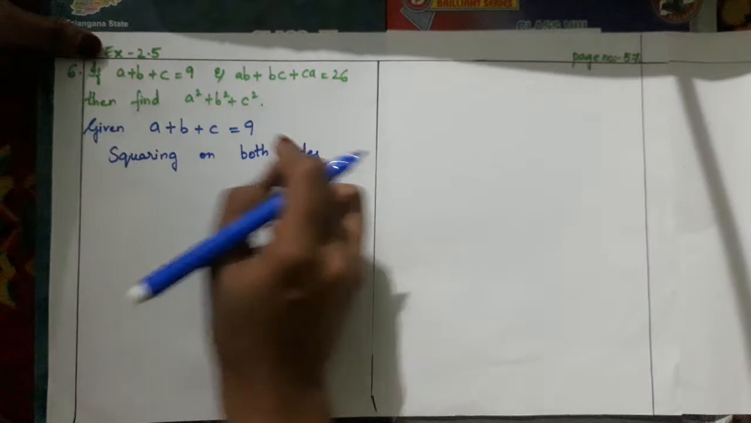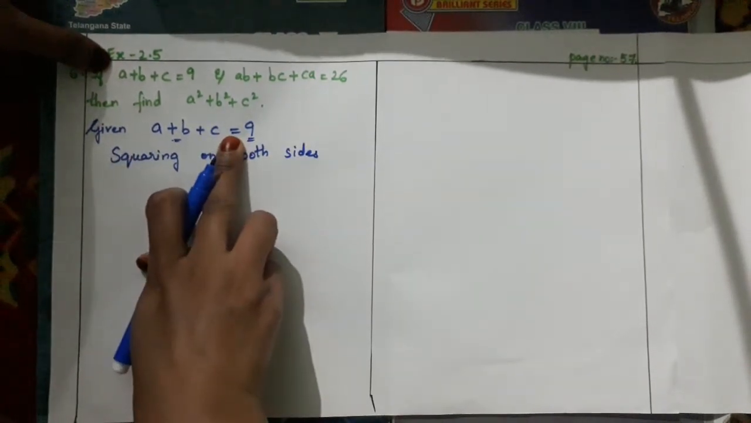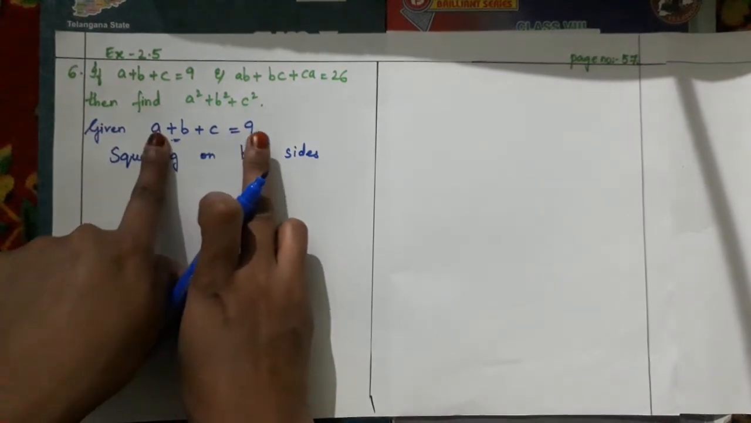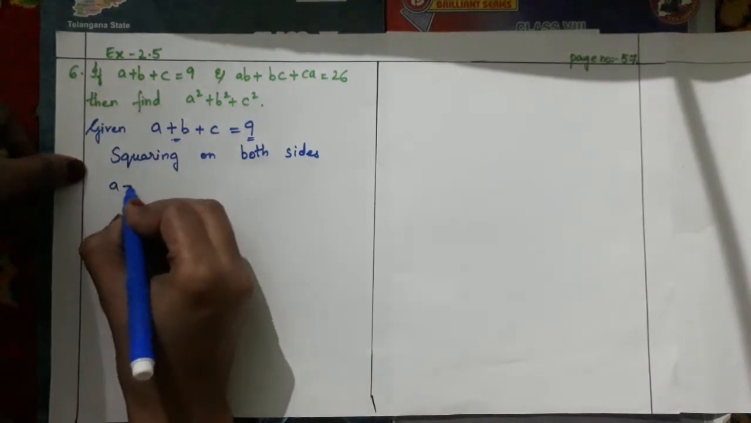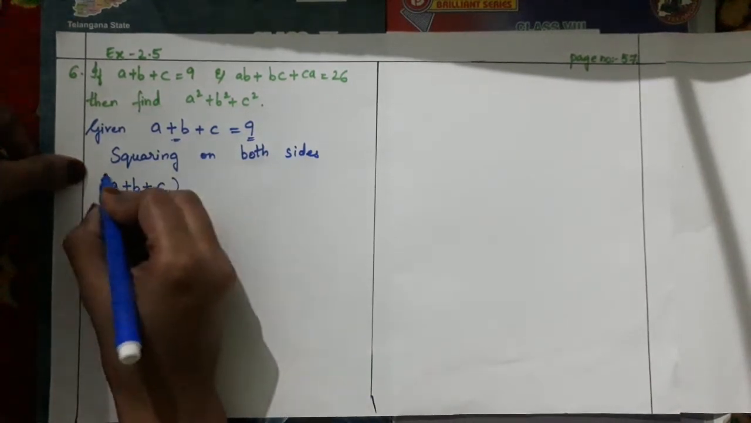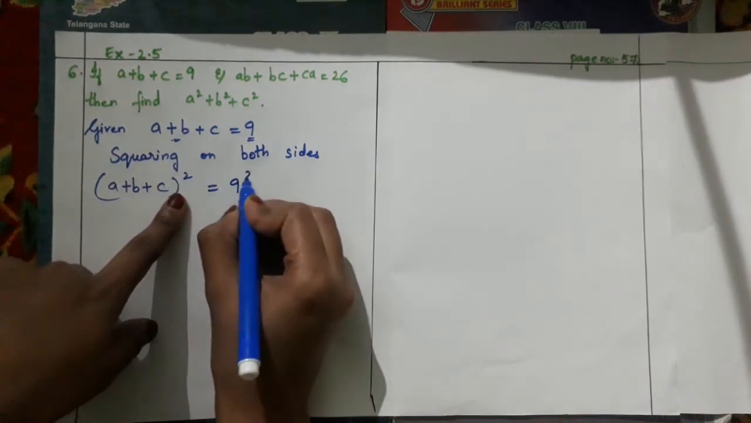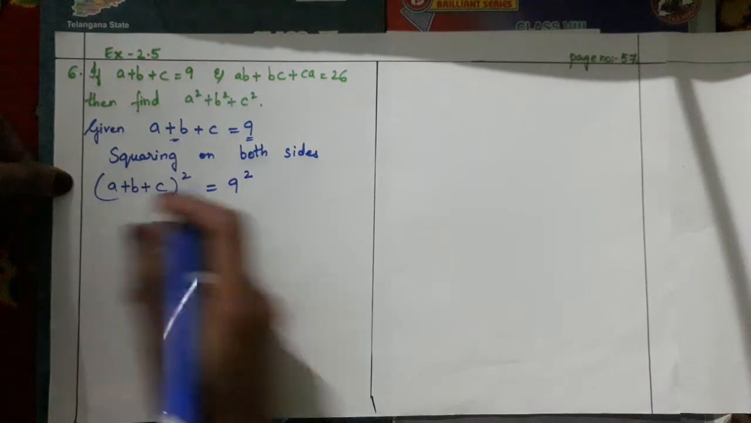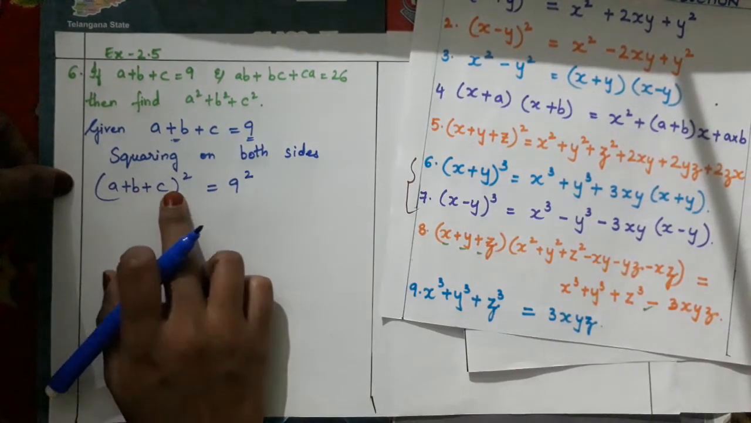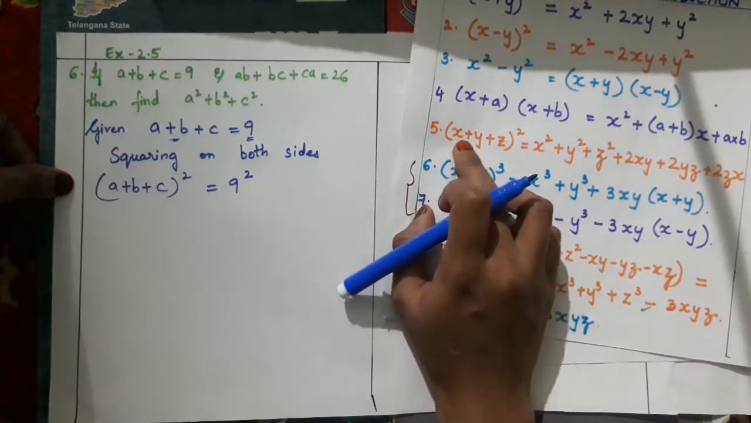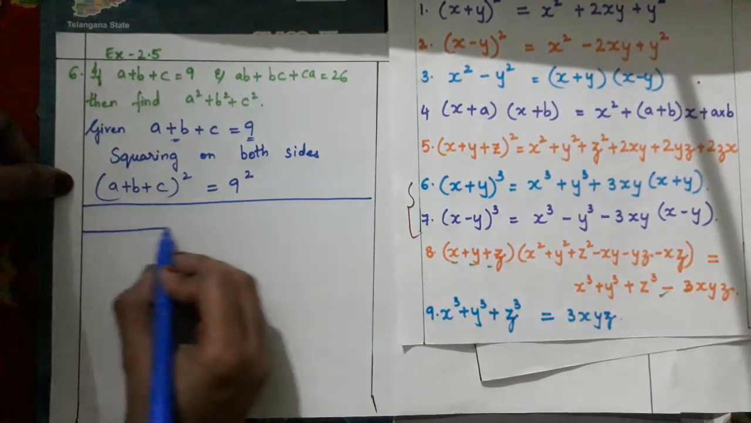So what we should do? Squaring on both sides. So this is LHS and this is RHS because the equals sign is dividing this as LHS and this as RHS, children. Now a plus b plus c whole square, as it is squaring, so we have to write whole square is equal to 9 square. Now which identity, children? This one. See here we have 3 variables and whole square, so we have only one identity, that is identity 5. So we will be writing the formula here.